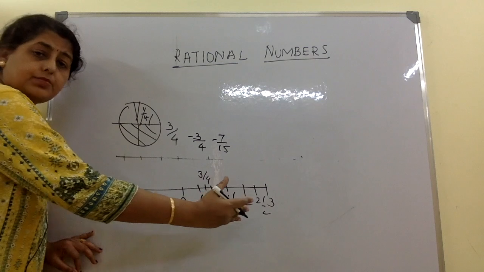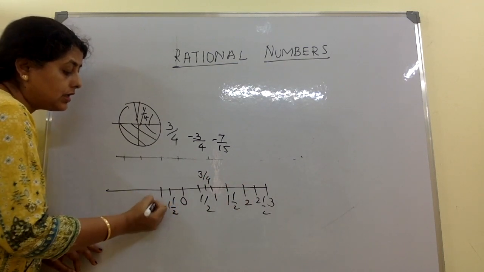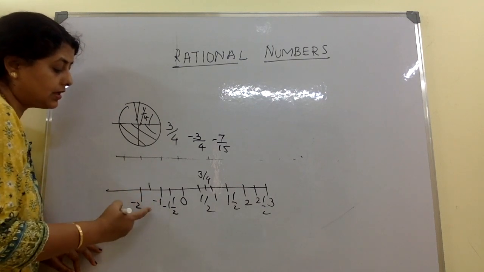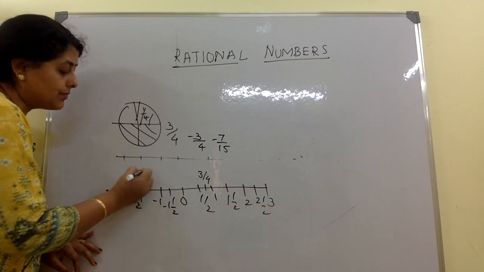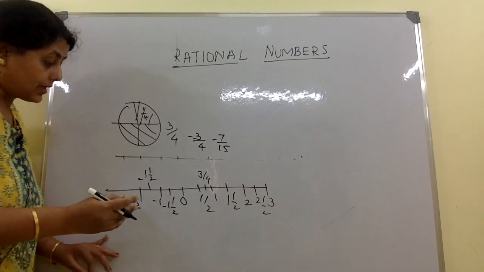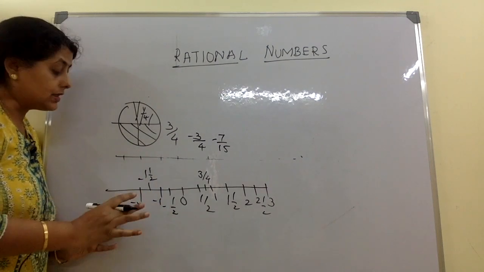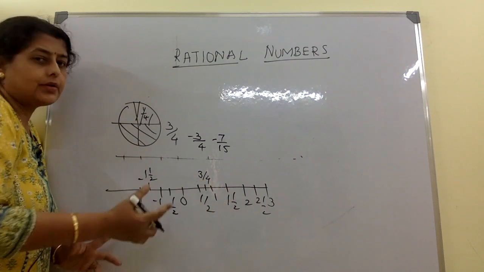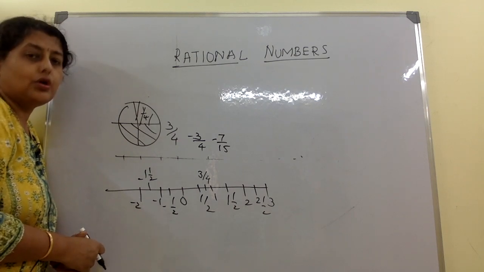So you worked like this earlier. We were only in this part of the number line. Now we are also in this part of the number line. So this is -1, -2, and this is -1/2. So now we are going to consider positive fractions also, negative fractions also, and whole numbers also. So that is what rational numbers are all about.